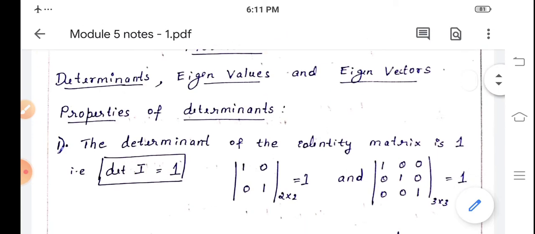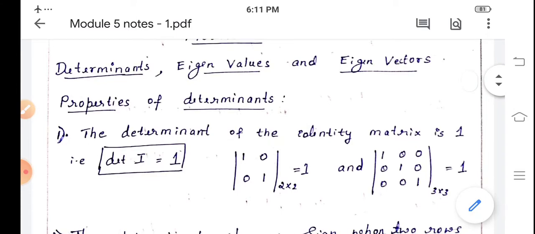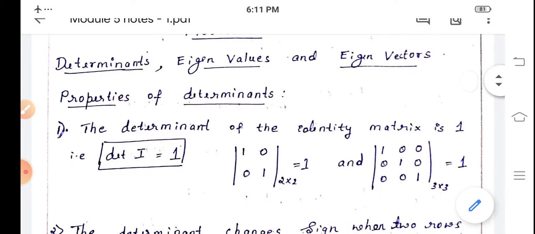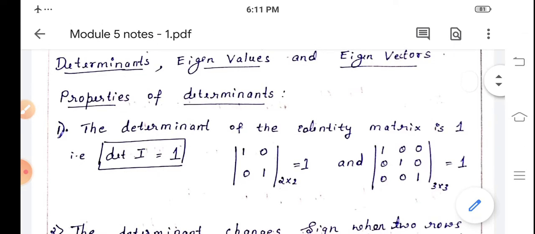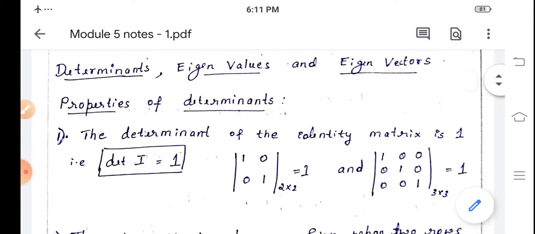Now we shall start with the first topic, that is determinants. Under this topic, we are going to learn the properties of determinants and also finding the determinant of the given square matrix by using elementary row operations. Now, let us understand the properties of determinants.